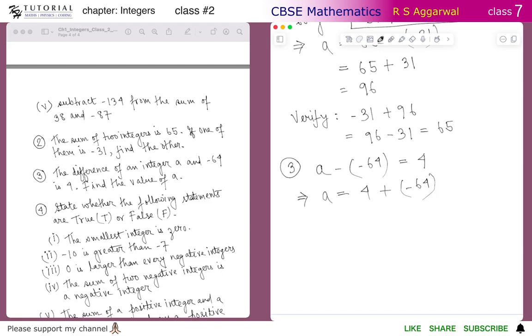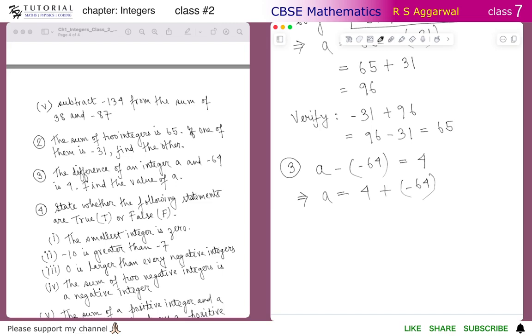So when an integer a is unknown, and you subtract a given integer from that unknown integer, and the result is also given, in this kind of problem you solve the unknown number like this. You first frame the equation from the given fact. The given fact was the difference of the integer a and minus 64 was given. So we write a minus 64 equals 4. From here we find a as 4 plus minus 64.